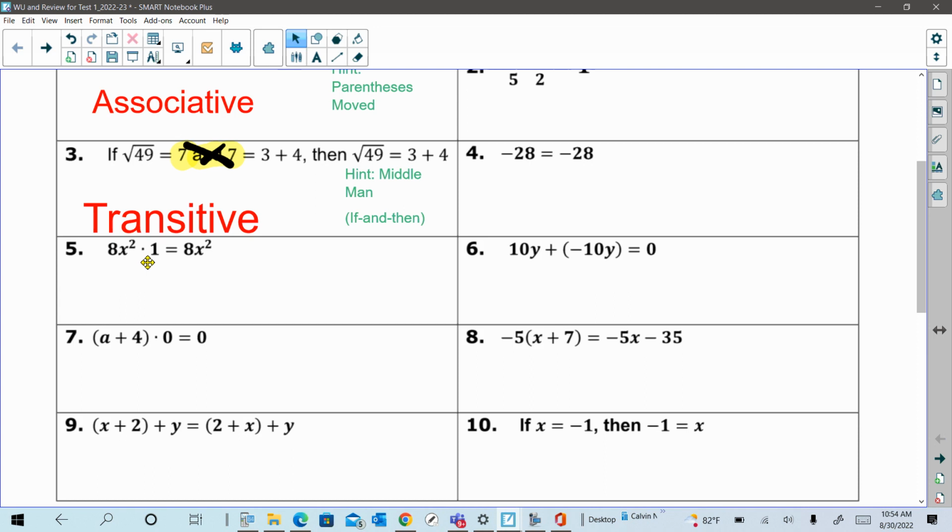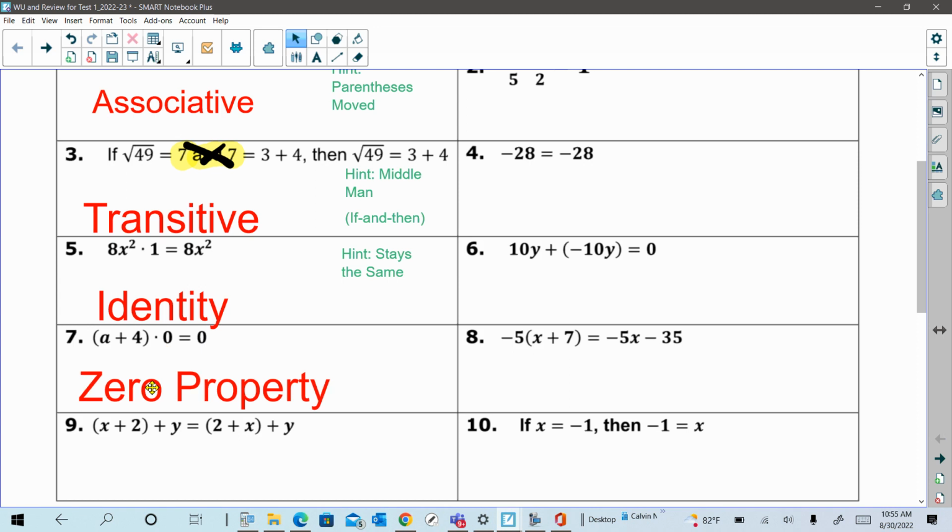Here, hopefully you see there's multiplication, and the key thing is there's a 1. Or maybe you notice that it stays the same, nothing changed in the equation. So anything that stays the same is an identity. This would be a multiplication identity because the operation is multiplying. Here, the minute I see 0, I should automatically know zero property. Anything times 0 is a zero property.